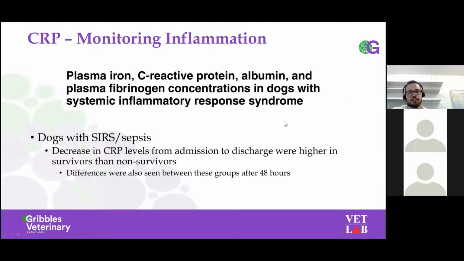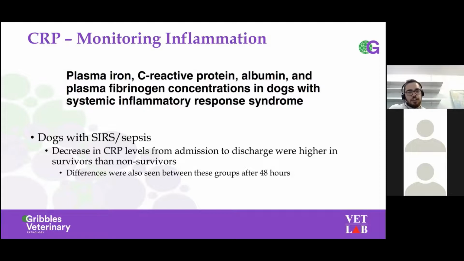So CRP has been investigated in relation to both more acute systemic inflammation as well as more localized infections too. This was a study that looked at dogs with systemic inflammatory response syndrome, or sepsis. So basically serious systemic inflammation. And the main thing they found in this study is CRP levels at admission to the hospital did not necessarily discriminate between survivors and non-survivors. So, for example, a dog at admission with a CRP level of 200 doesn't necessarily have a worse prognosis than a dog with a CRP of 100 at admission.